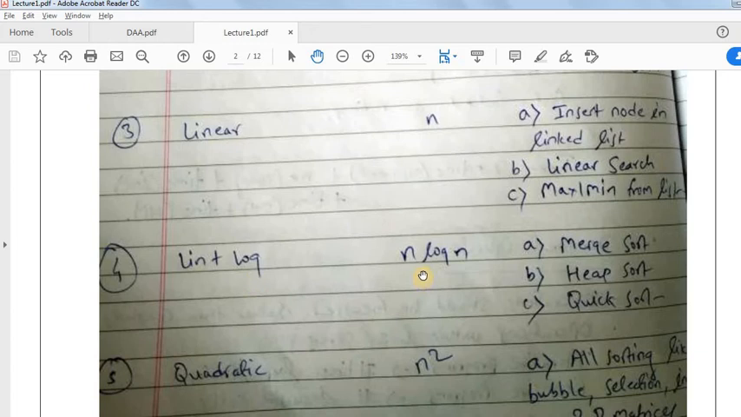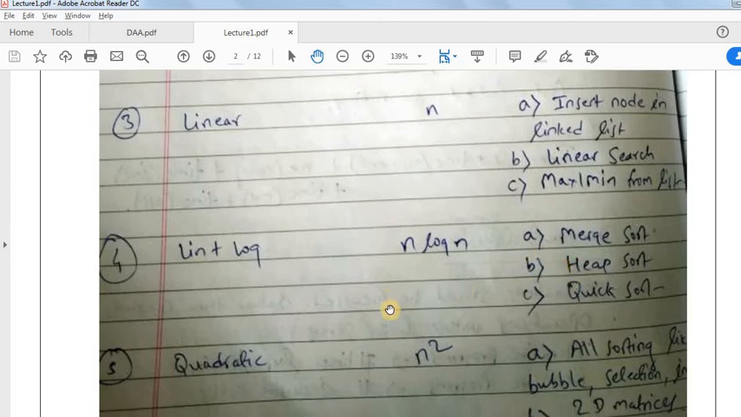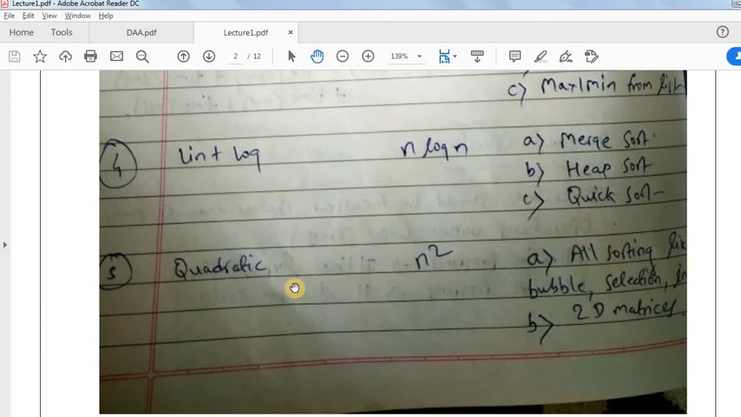The next category of efficiency classes: linear plus logarithmic. This will be represented by n log n. The examples are merge sort, heap sort, and quick sort. We have one more famous category of efficiency classes known as quadratic. This will require n square amount of time for execution. The famous examples: sorting algorithms like bubble sort, selection sort, insertion sort will require a quadratic amount of time for execution. Moreover, operations on two-dimensional matrices like addition and subtraction will require this n square amount of time.